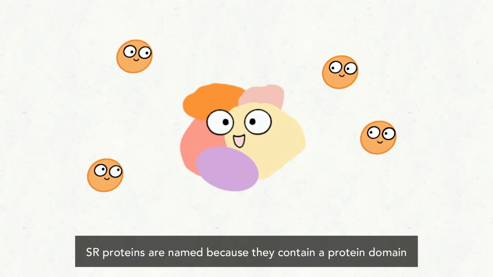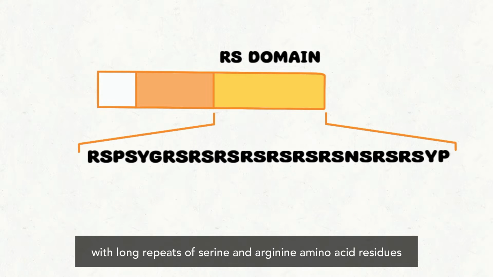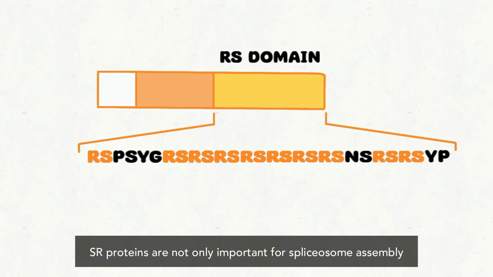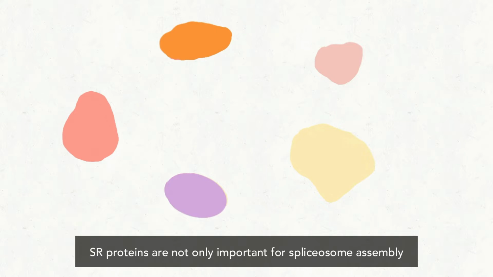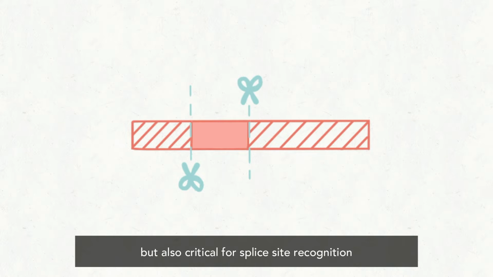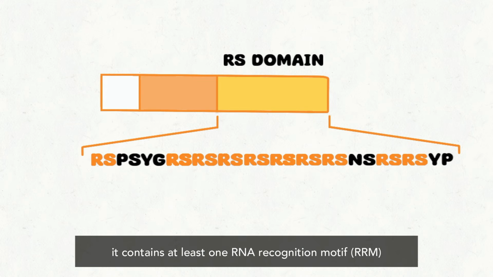SR proteins are named because they contain a protein domain called the RS domain with long repeats of serine and arginine amino acid residues, whose standard abbreviations are S and R respectively. SR proteins are not only important for spliceosome assembly, but also critical for splice site recognition. That's why if we take a closer look into the protein again, it contains at least one RNA recognition motif.